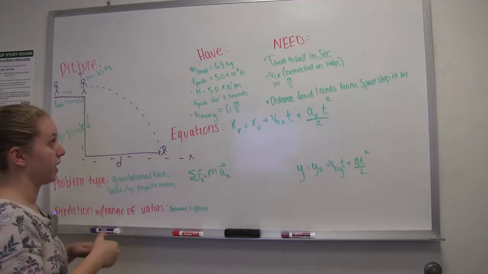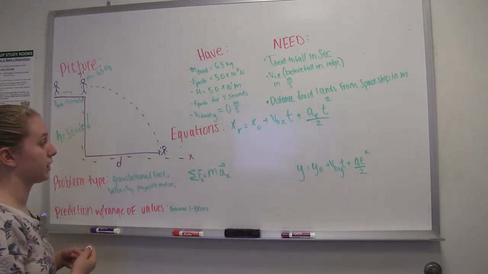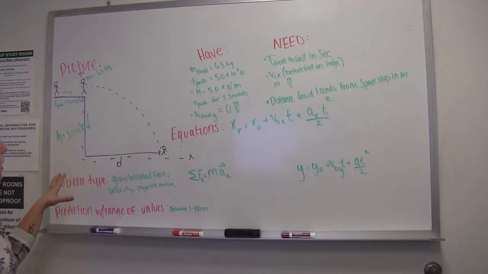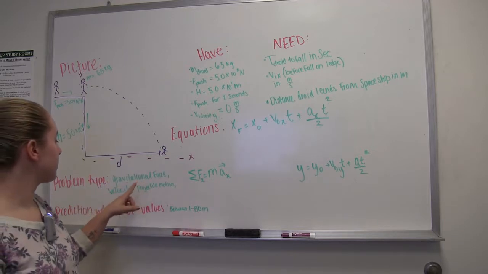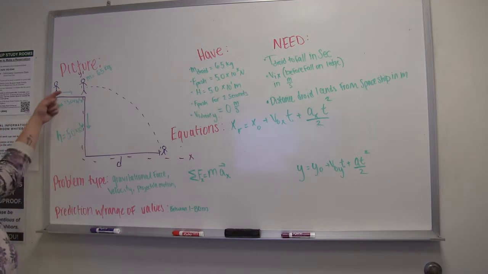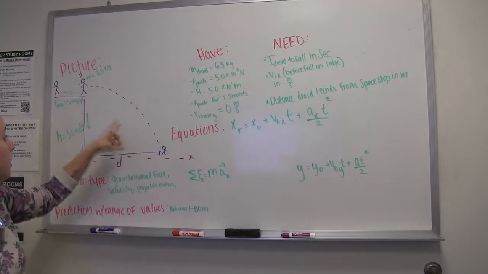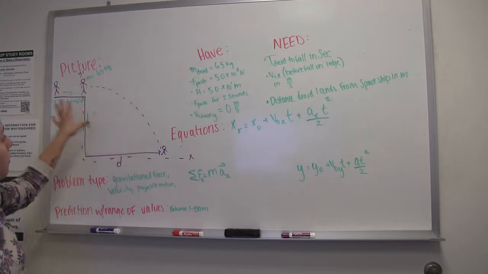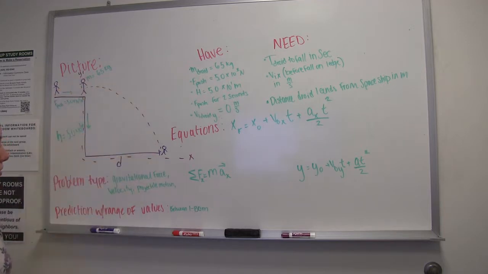Now that I've written what I have in my picture and I kind of know what's going on, the next thing I do is write down the problem type and my prediction. The problem type has to do with what kind of problem it is and what potential equations you could be using. Gravitational force I know is going to be involved because of the fall. Velocity is going to be involved because of the velocity it takes him to get to this point, and projectile motion because he's moving in a curve, and this is how projectile motion moves.